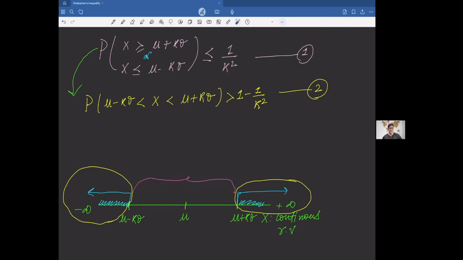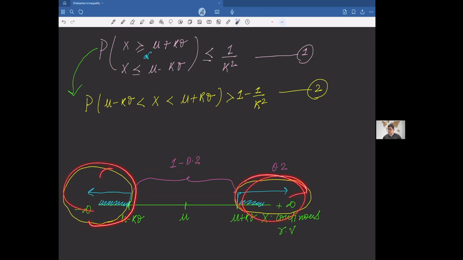Let's assume this just for simplicity. If the probability of x lying in this region plus the probability of x lying in this region is, let's suppose, 0.2, then what is the probability of x lying in this region? This will be 1 minus 0.2.